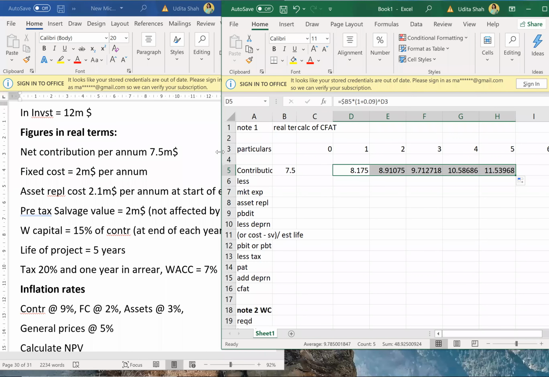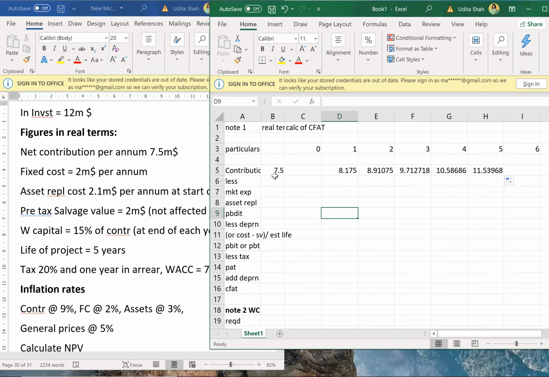Next. So contribution is done. Less: now we don't have marketing expenditure. Instead of that, now we have fixed cost. How much is the fixed cost? Fixed cost is 2 million per annum. So this will be 2 million into 1 plus r upon 1 plus I raised to n. What is the inflation for fixed cost? 2%. So 1 plus 0.02 and the whole thing raised to number of years. That is my fixed cost.